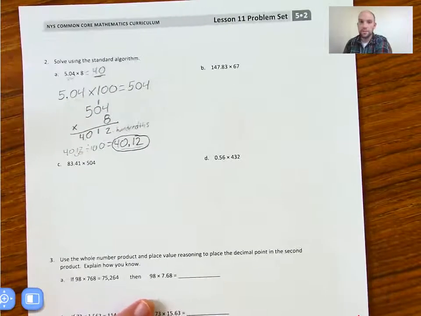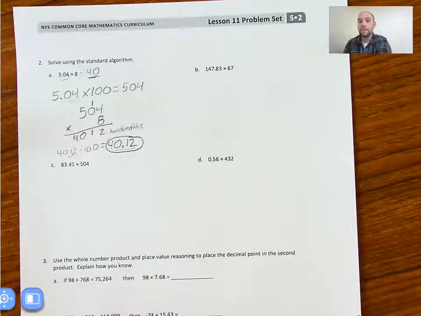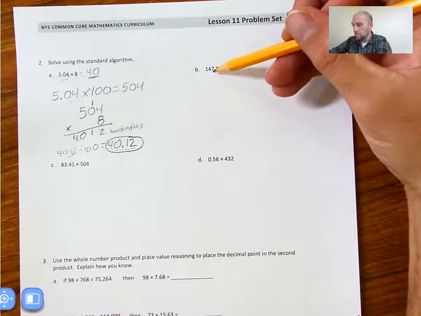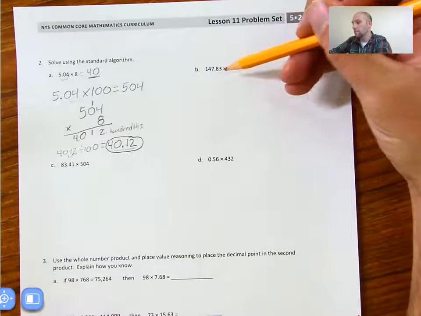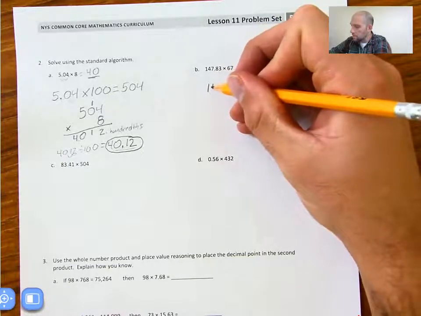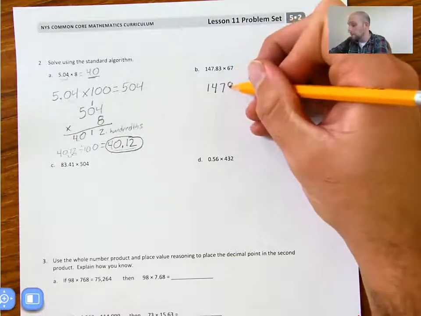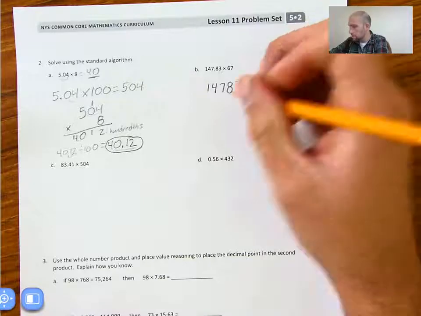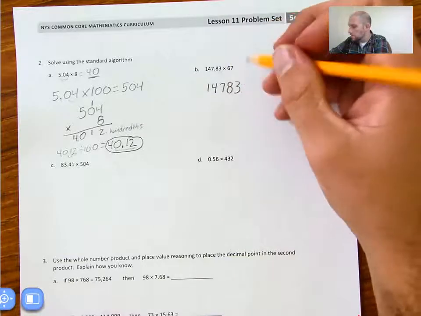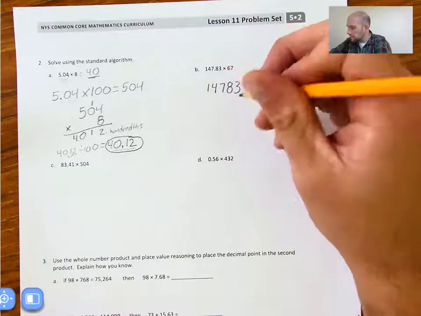Let's look at letter B. So in letter B, we have 147 83 hundredths. Again, we have hundredths. We can multiply by 100 to get rid of our hundredths and make this a whole number. So that number will become 14,783. So our decimal point was here. We're moving it here 2 spaces over. And then we have 67.